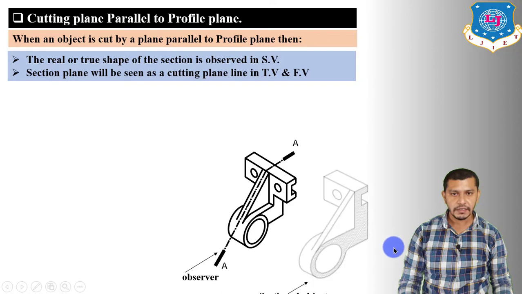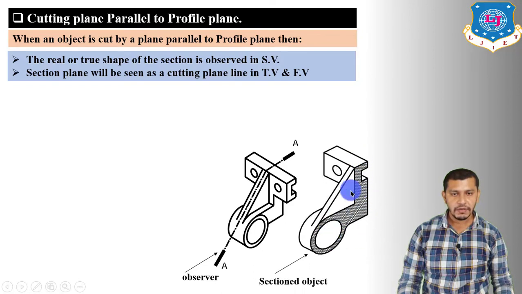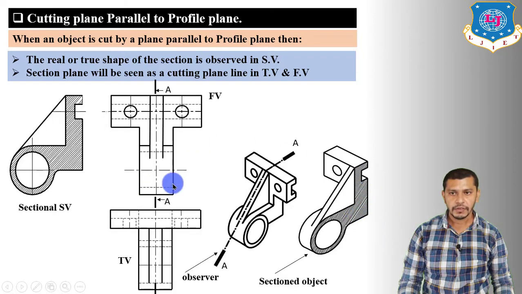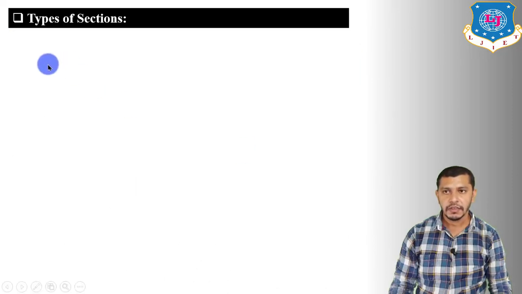So after taking the section, the true shape of the section will be generated in the right hand side view, and the part of the object which is in contact with the cutting plane is shown by drawing the hatching line. So this will be the front view of the object, this will be the top view, and this will be the side view. So the real or true shape of the section is observed in the side view, and in the front view and top view we have to show the cutting plane line only, showing the direction of the section.